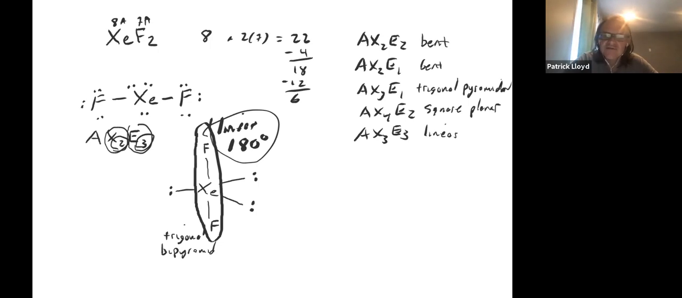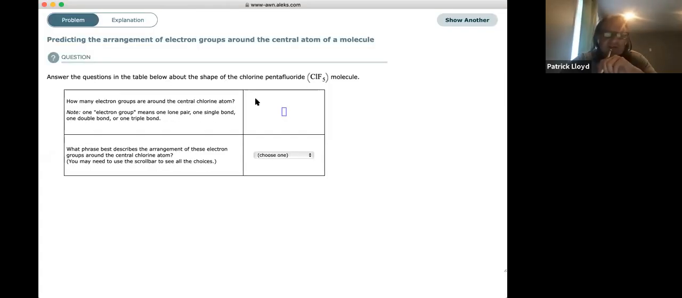Everything else in that section, 9.1, is pretty easy. You're just sort of counting up the electron groups. I'm gonna show you one more. Maybe we'll do this one here. So answer the question in the table about the chlorine pentafluoride. Maybe this one we can even do without actually showing it. ClF5. Actually, you need the Lewis structure, right?